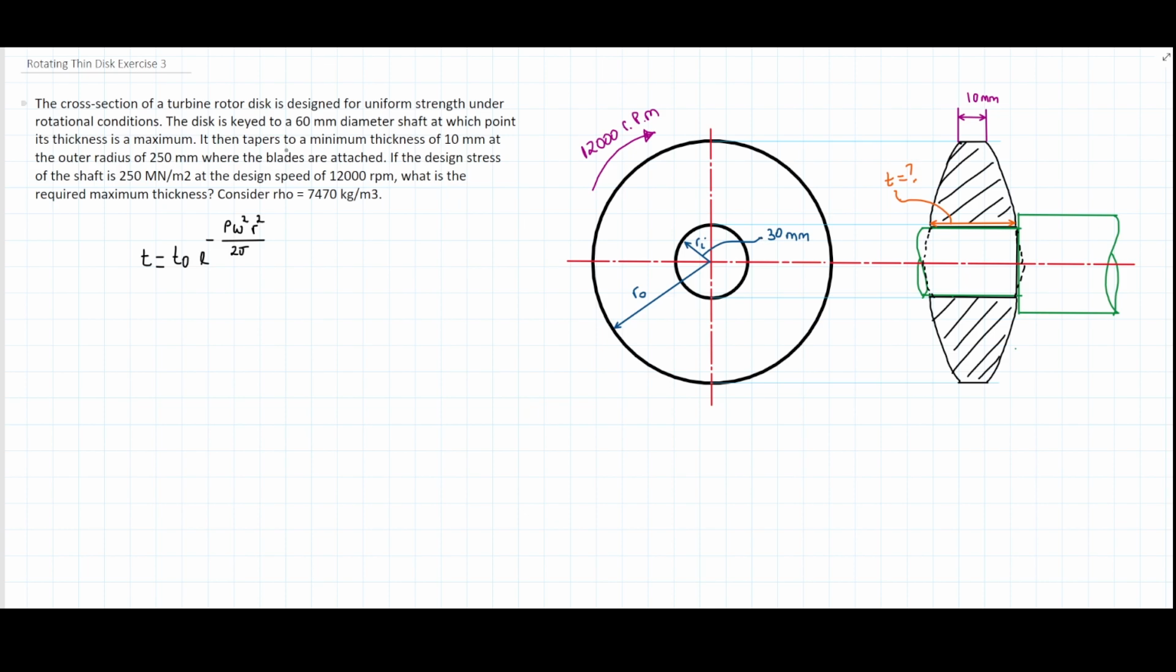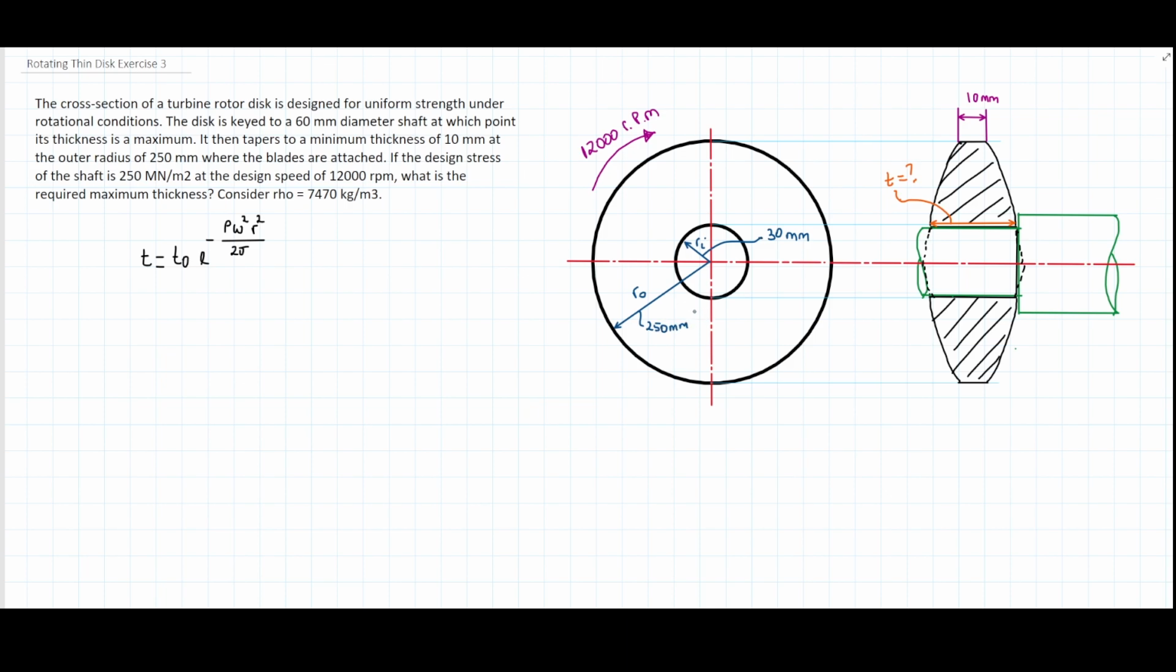It also says that it tapers to a minimum thickness of 10 millimeters at the outer radius of 250 millimeters. So here, what it's saying is that in the outer surface of the disk, we have a thickness of 10 millimeters. And this is happening at a radius of 250 millimeters, meaning that, not to be confused, in the inner hole there is 60 millimeters diameter, but here we're talking about radius. So this is straight away 250 millimeter radius.